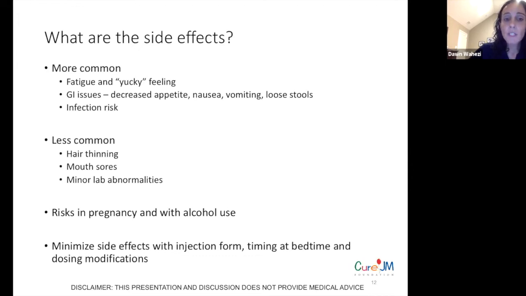There are also risks with this medication in pregnancy and with alcohol use. So this certainly becomes more of an issue in adults who take this medicine.